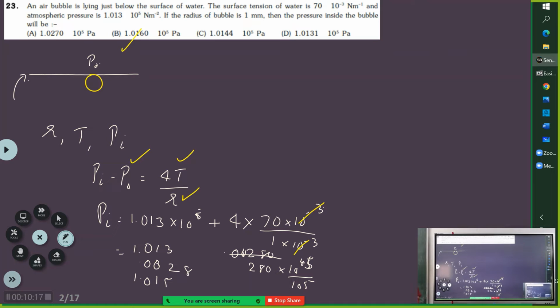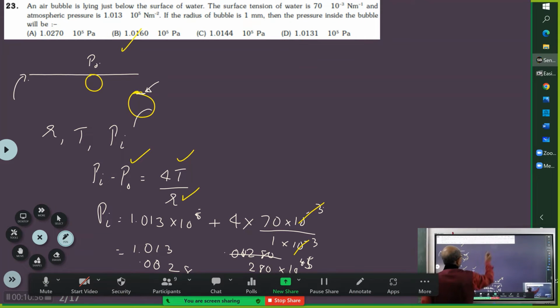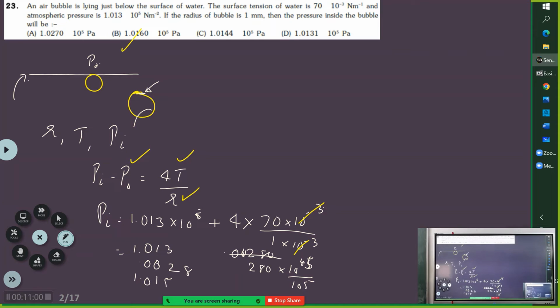Okay, everybody think about it, please. So if it was inside the water, there is air here and this is water. Will we take two surfaces or one surface? One surface. Why one surface? Just the reverse of water droplets: air is inside, water is outside.